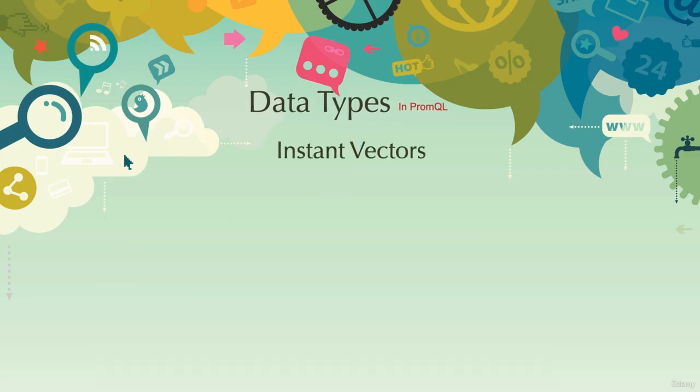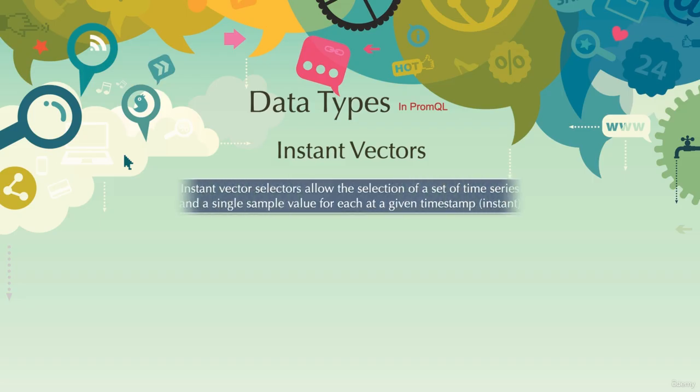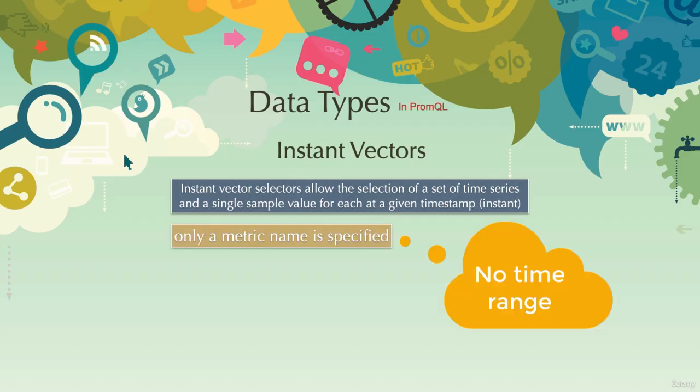Another data type that we have is called instant vectors. So the definition is a bit confusing. It might be hard to digest, but then when I show you the examples, it will be very easy to understand. So an instant vector selects a set of time series and a single sample value for any timestamp. In crude terms, it means that you only use the metric name in order to get that time series. You are not using a range. You only use the metric name.